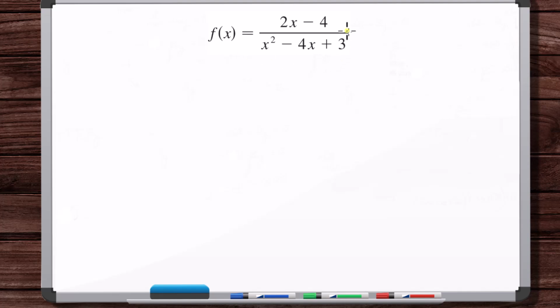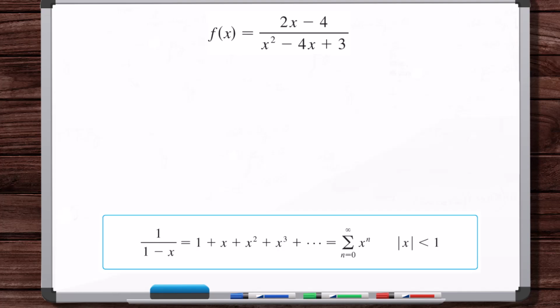Okay, let's express this function as a power series. Now, we only know how to do this at this point by using a comparison with this as the base series. So this is a power series representation of a geometric series centered at 0, common ratio x, and first term 1. So we know that this converges to, as long as x is within the interval of convergence, the first term over 1 minus the common ratio.